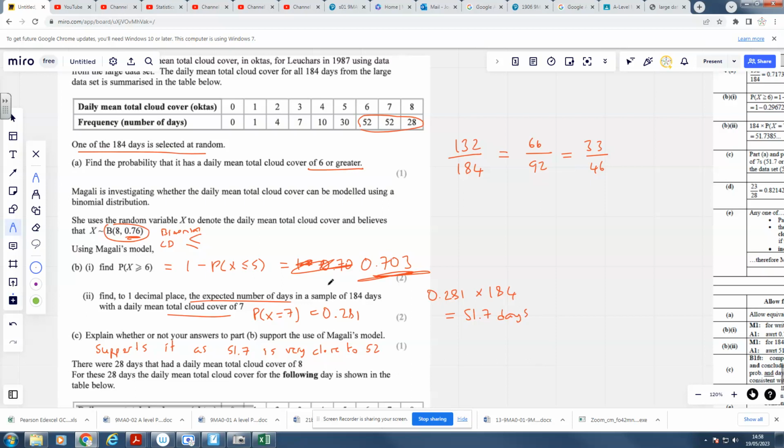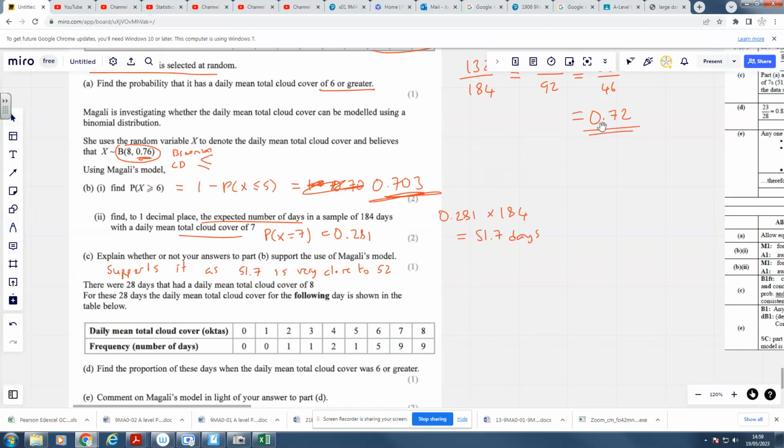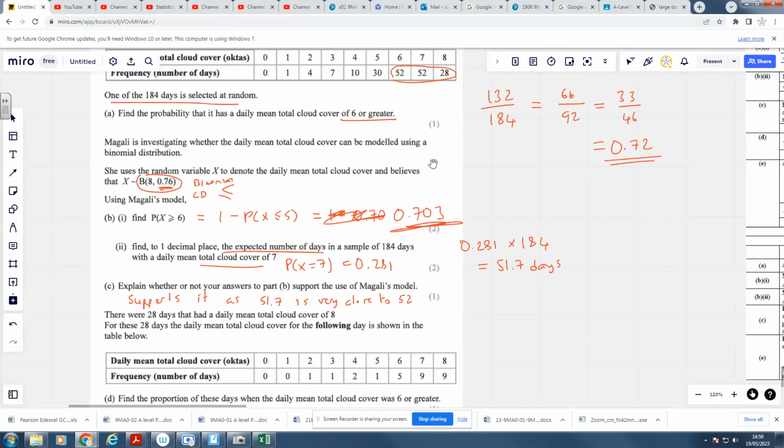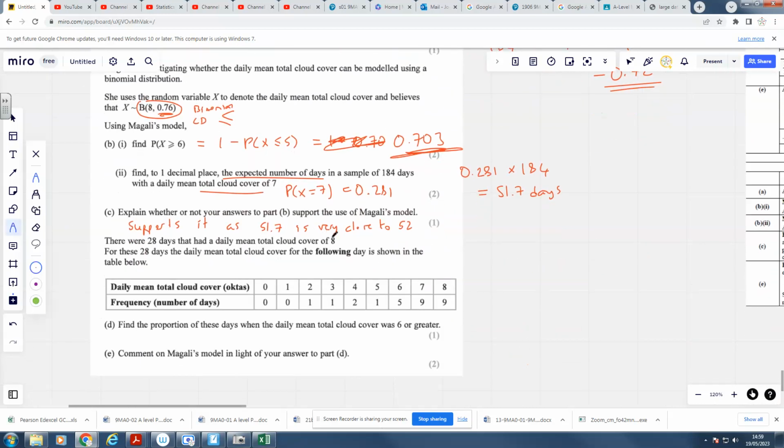And what was 33 divided by 46? That's 0.717, or should we say 0.72? So we got 0.703 and 0.72, and then in the next one 51.7 days and 52 days. This supports it, as 51.7 is very close to 52, and 0.703 is very close to 33 out of 46. That's all they want with these kind of modelling questions. They're asking you, do they support it?